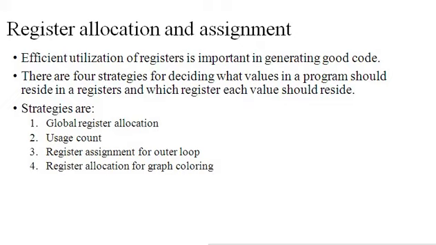Next, register allocation and assignment. So efficient utilization of registers is important in generating good code. There are 4 strategies for deciding what values in a program should reside in registers and which register each value should reside in. The 4 strategies are: global register allocation, usage count, register assignment for outer loop, and register allocation by graph coloring.